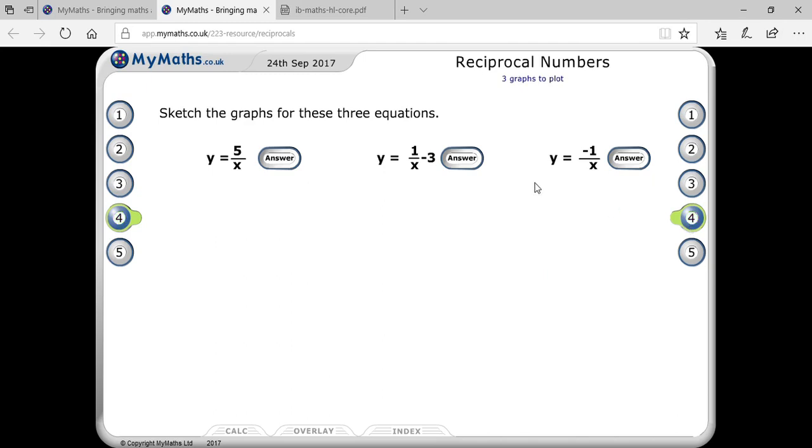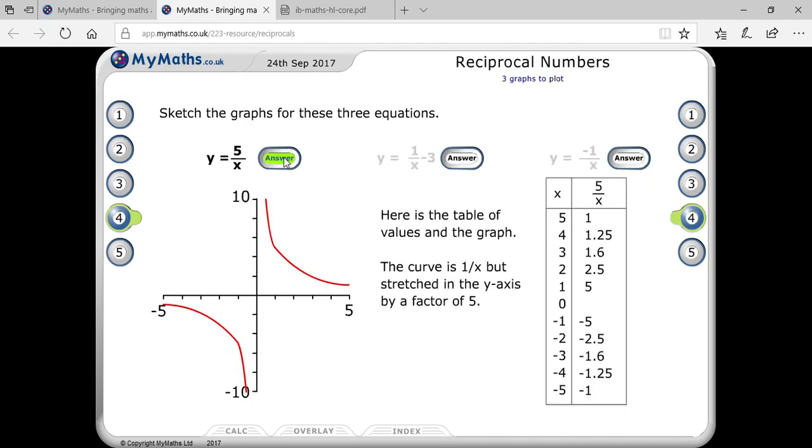Okay, sketch the graph of these quantities. Yes, you can see that. When you draw the graph of y equals 5 by x, you can get your graph like this.